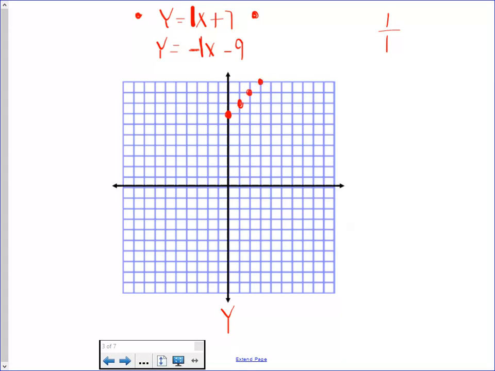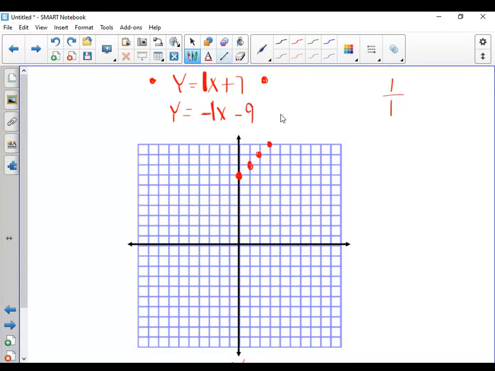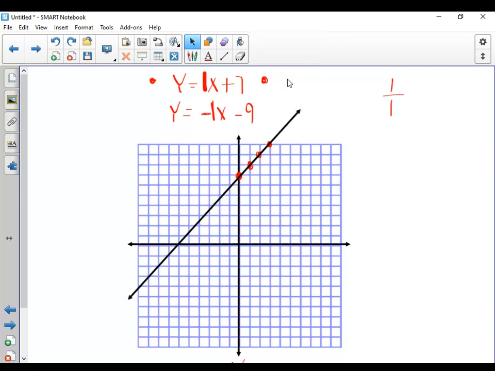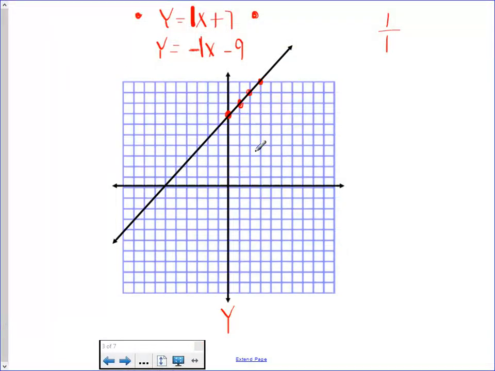Now I'm going to connect my points that I made with a line. I need my line to be nice and neat, and also if it's off by just a little bit like mine is right now, it might not look like it's going through a point, so you got to be careful there. All right, and now my second equation.